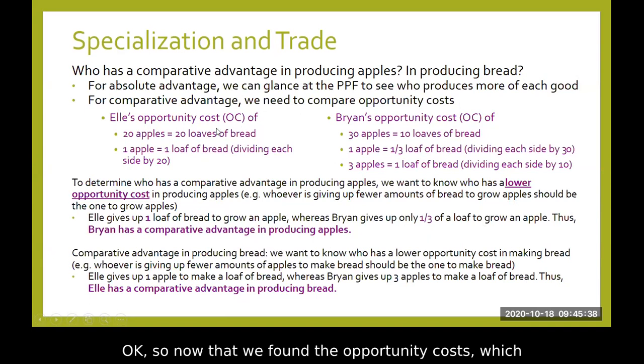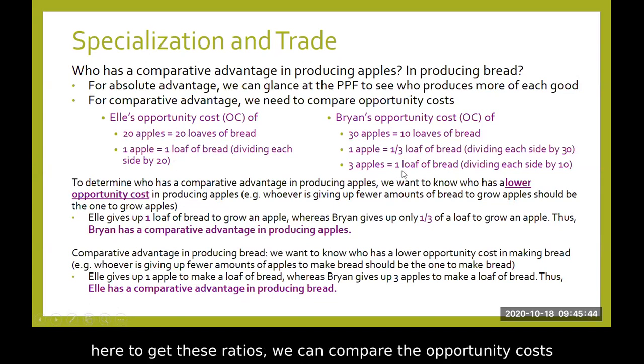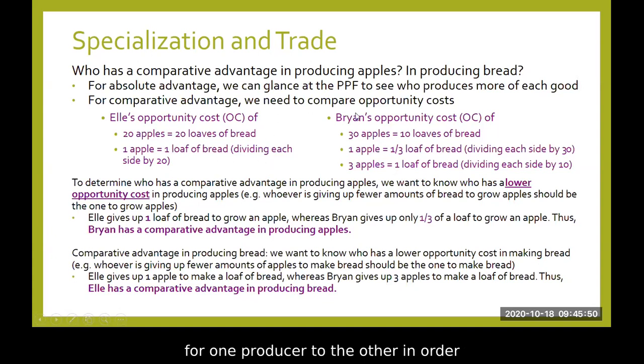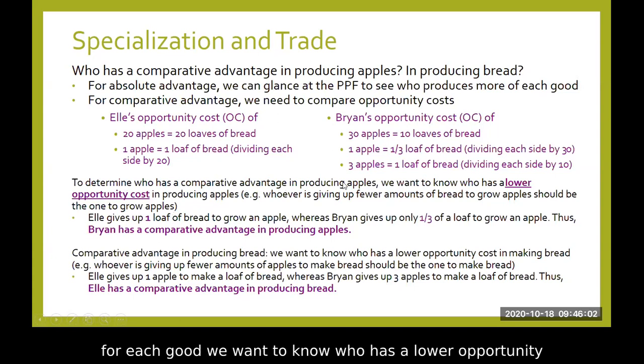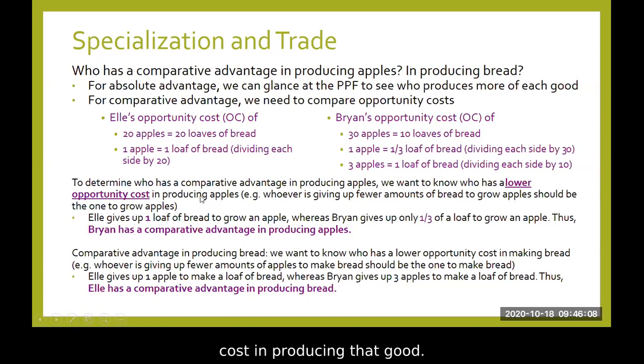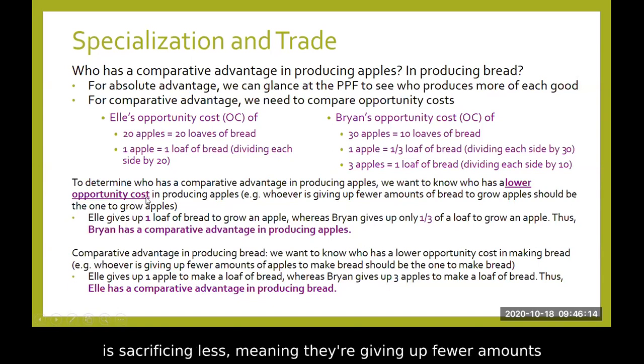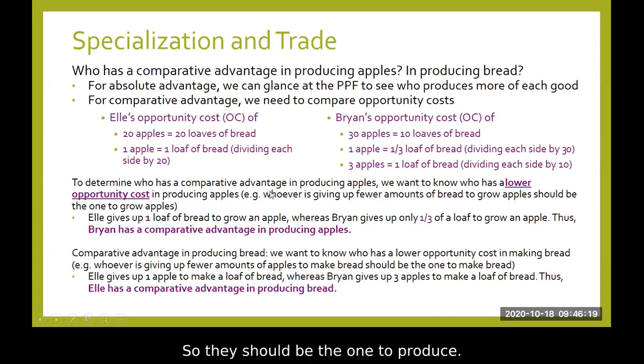Okay, so now that we found the opportunity costs, which we used the x and the y-intercept here to get these ratios, we can compare the opportunity costs for one producer to the other in order to determine who has a comparative advantage in producing each good. So when we want to find comparative advantage for each good, we want to know who has a lower opportunity cost in producing that good. So whoever has a lower opportunity cost is sacrificing less, meaning they're giving up fewer amounts to produce. So they should be the one to produce.